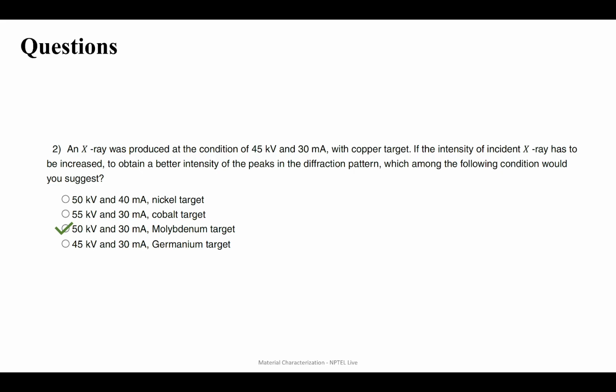So this can be solved mathematically. First you will have to use the formula to get the intensity of the incident characteristic wavelength, which is proportional to your current times your accelerating voltage minus your critical voltage, to the power 1.5. So that will result in the lowest value for molybdenum because molybdenum has the highest critical voltage.